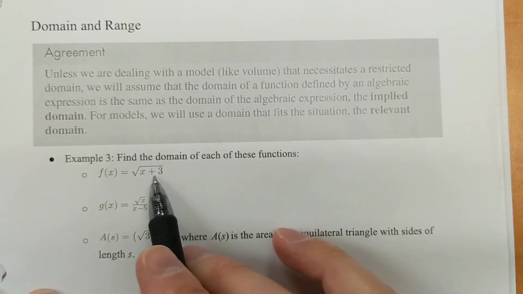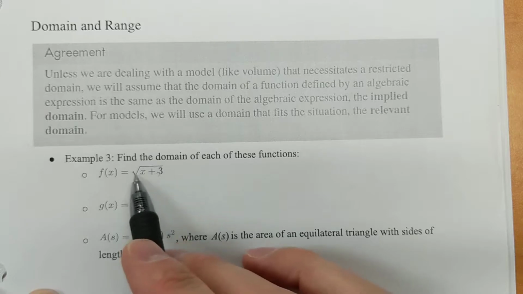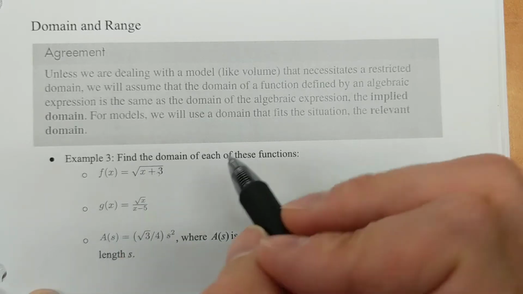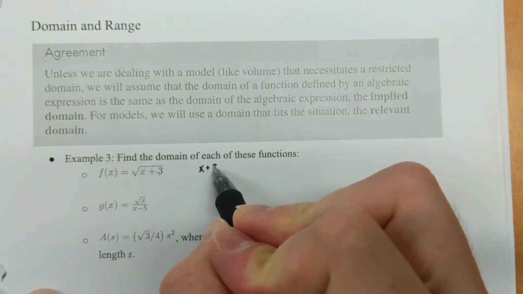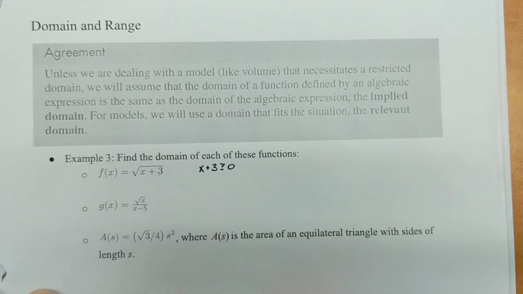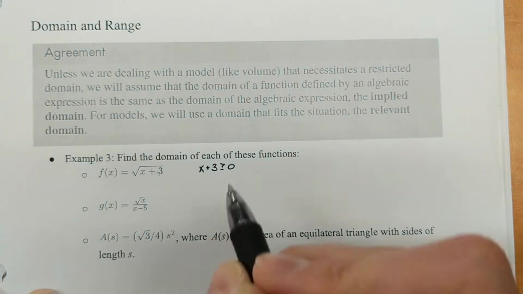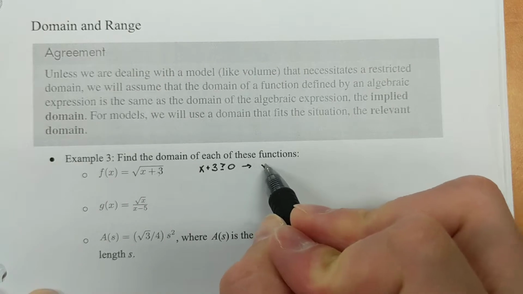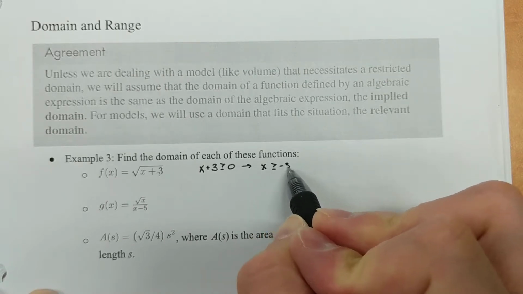So for example here, for f of x, the square root of x plus 3, you cannot take the square root of a negative number. So what you do is you take the inside of the root, whatever it is, and set it greater than or equal to 0. And then you solve that expression. So for this, x must be greater than or equal to negative 3.